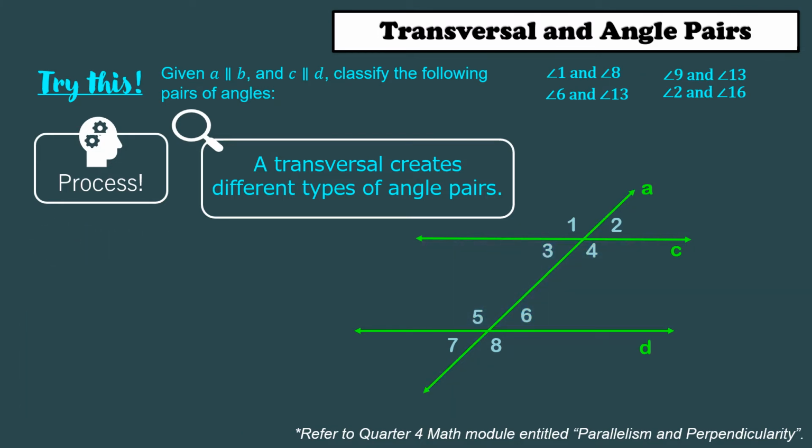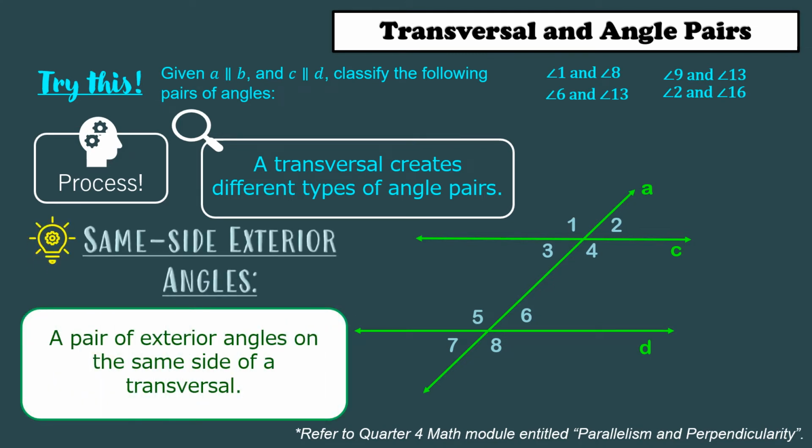Lastly, we have the same side exterior angles, or a pair of exterior angles that are found on the same side of a transversal. In our figure, we look at exterior angles on the same side of the transversal A. Thus, the same side exterior angles in our figure are angles 1 and 7 and angles 2 and 8.